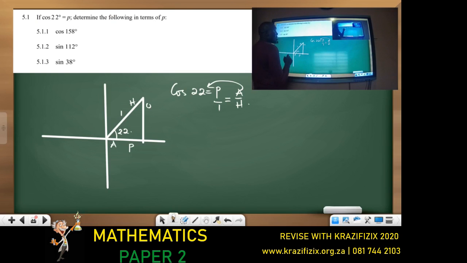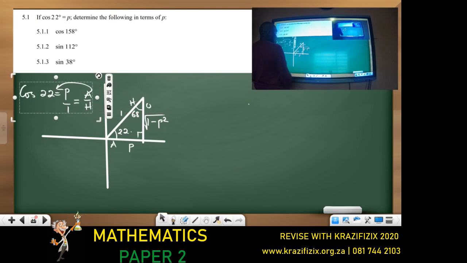Now what is the opposite side going to be? It's the square root of 1 minus p squared. That you need to do before you even start. And this angle will be 68. Remember, the sum of angles in a triangle. Now let's quickly run through the three. But this is the first step that needs to be done. You cannot go on without having this done.